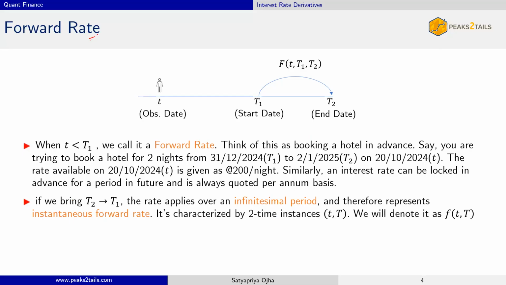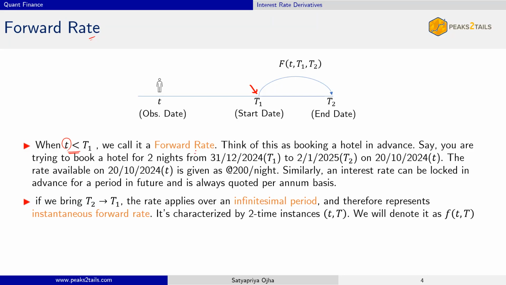First, let's talk about the forward rate. So what is a forward rate? You'll get a forward rate when this condition is satisfied, which means the start of the period for which the rate applies is after small t. So capital T1 is after the observation date. If that's the case, then we call that rate a forward rate.